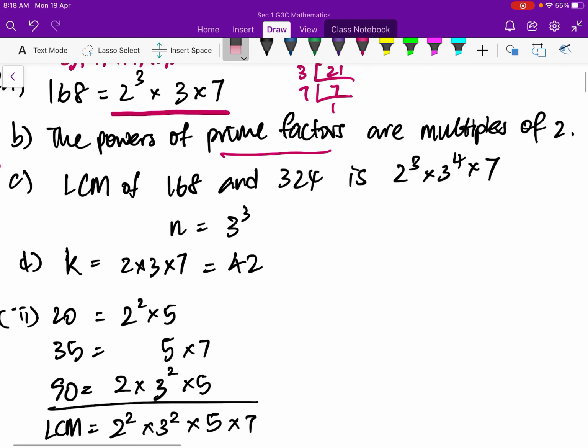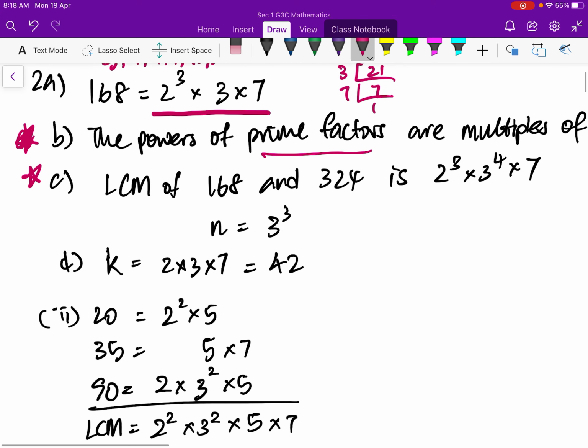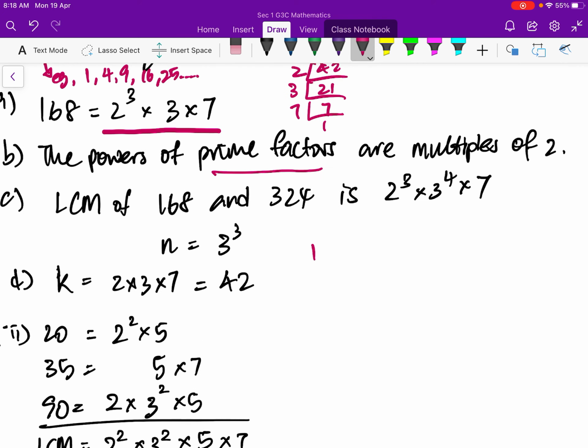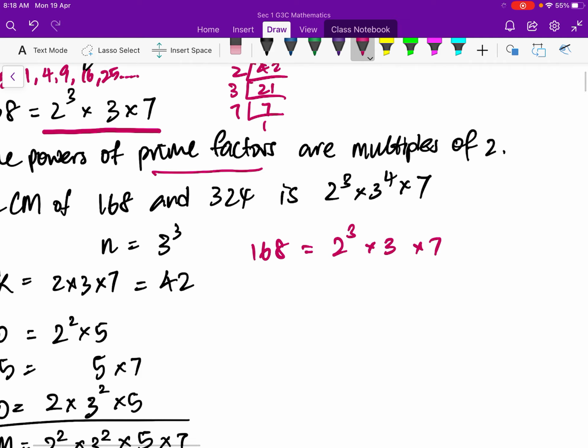Okay, again, this is also very important. 168k is a perfect square. Let us write down again what 168 is. 2 to the power 3 times 3 times 7. They want 168k to be a perfect square. Let's ask ourselves, is 168 a perfect square? Is 168 a perfect square? No, it is not. Now let's check whether you know how to explain why.